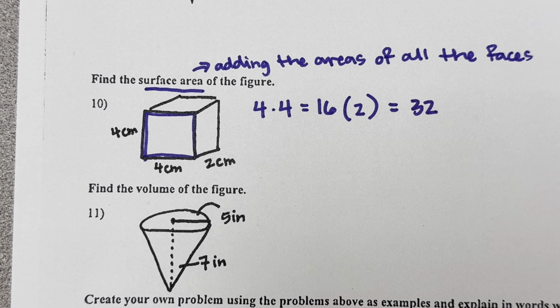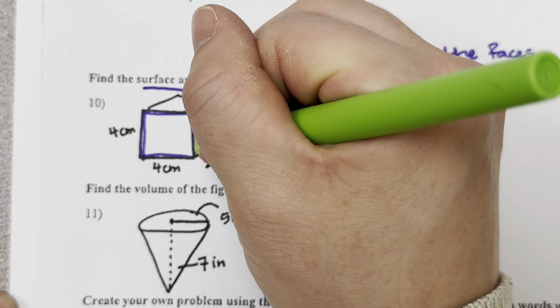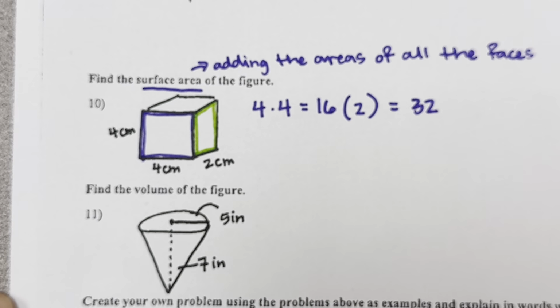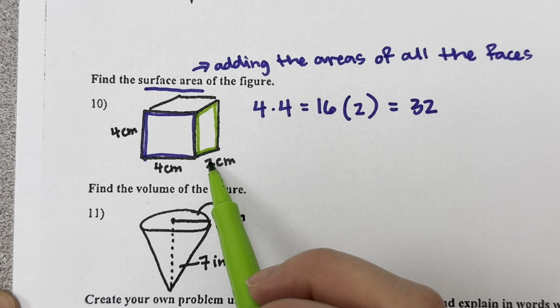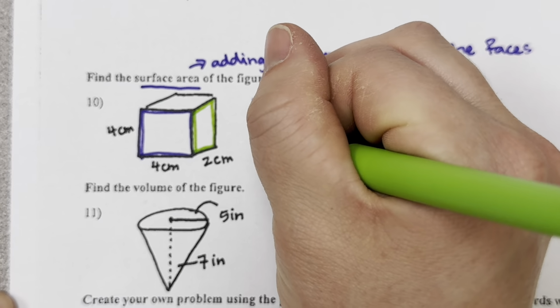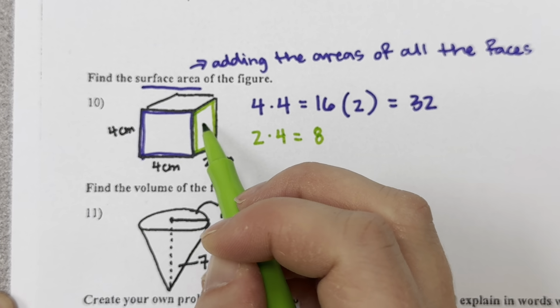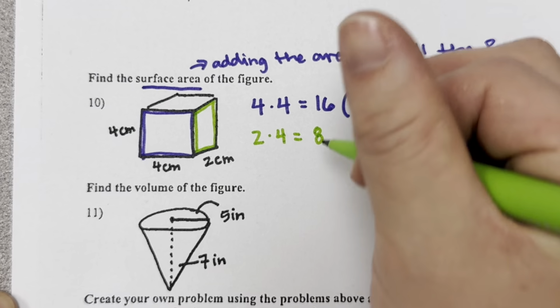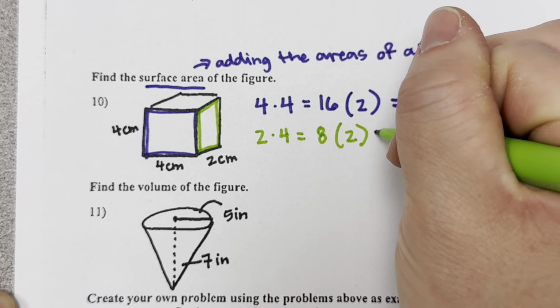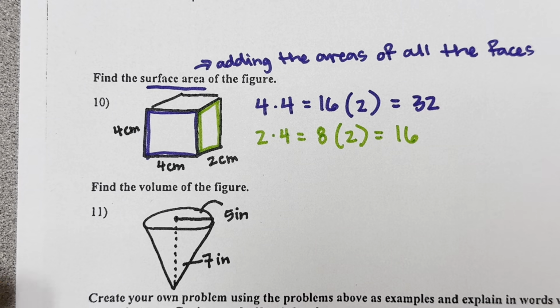Now let's go ahead and do the side, this side face. Well, that's going to be a 2 times the 4. So 2 times 4 would give me 8. But again, there's one side over here and there's one side over on that side. So we need to multiply it by 2, which would give me 16.